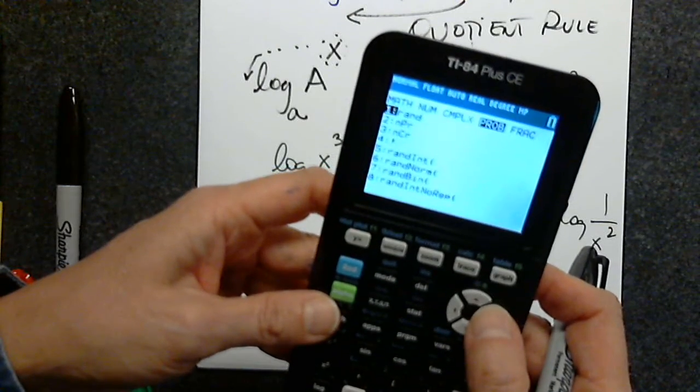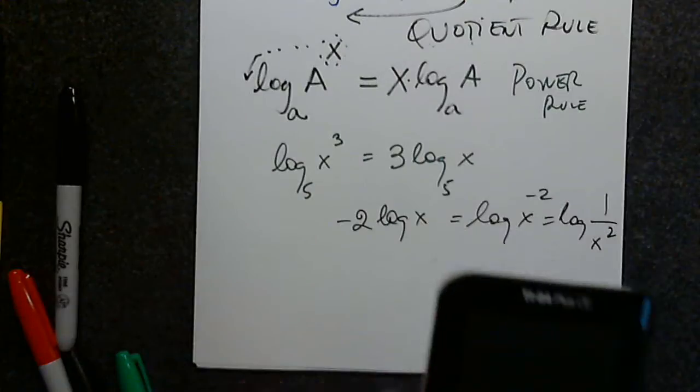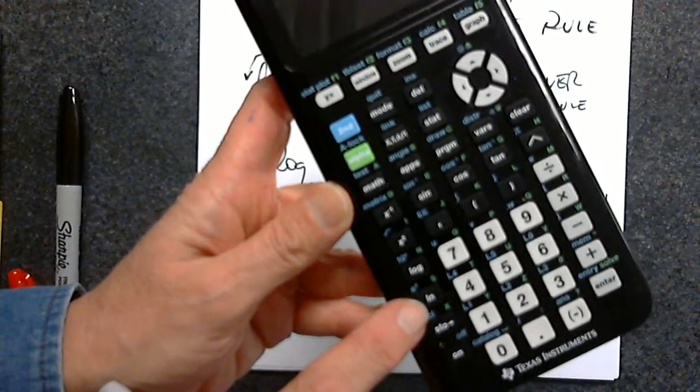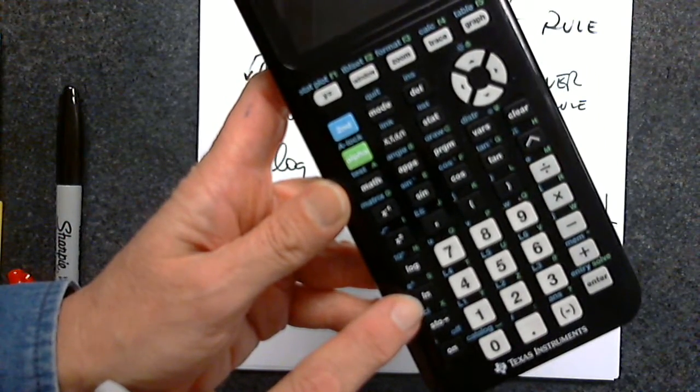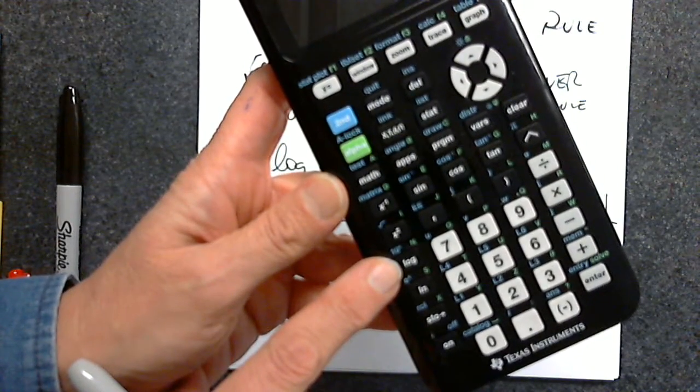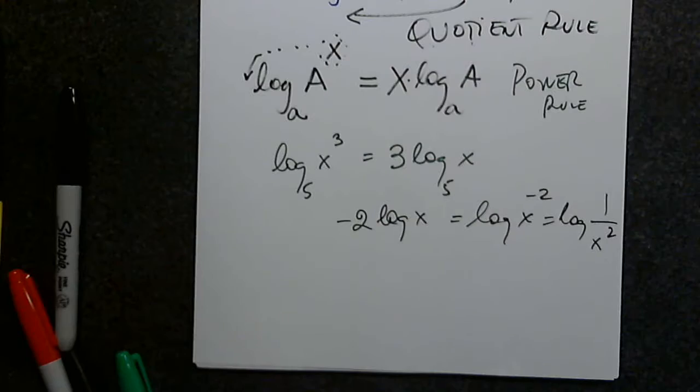I don't think my calculator does that. But we do have two bases. What base is this? ln? Natural log. E, base E. What base is this? log? 10. So these are the ones that we have in the graphing calculator.